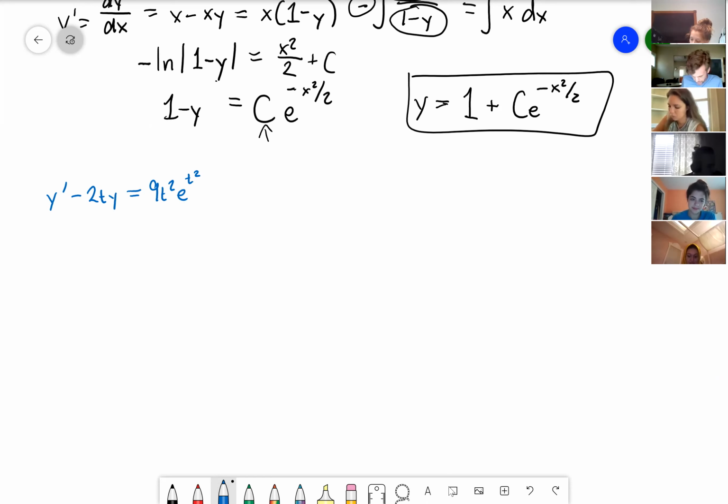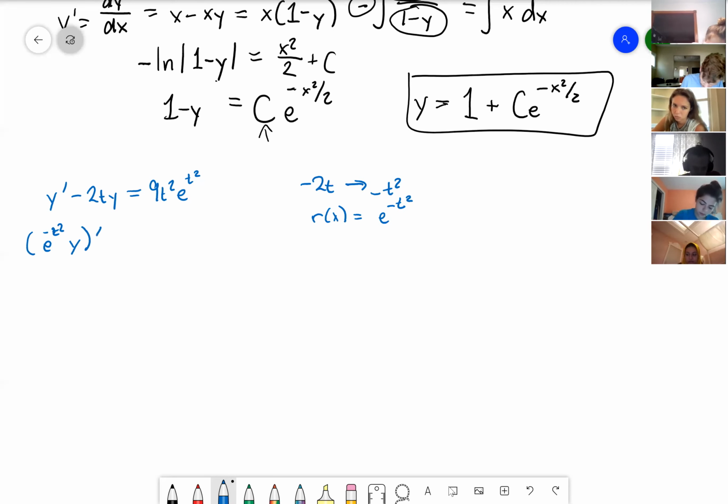Okay, so method of integrating factors. We'll do that this time. So the integrating factor is going to be e to the minus t squared. Actually, let's do the steps. Minus 2t, this goes to minus t squared. And so this gives us our integrating factor, e to the minus t squared. So if I multiply through by that, I get e to the minus t squared y prime, rewriting this using the product rule. And on this side, I just get 9t squared, because that e to the minus t squared cancels out with the e to the t squared.